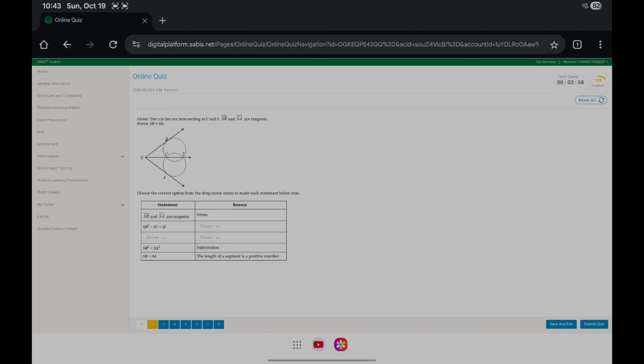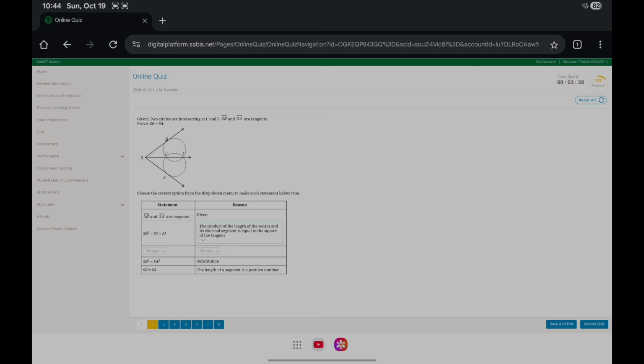And for statements and reasons, we need to choose the correct option for the correct reason for SB squared equals SC times SI. So the reason for this will be the product of the length of the secant and its external segment is equal to the square of the tangent.